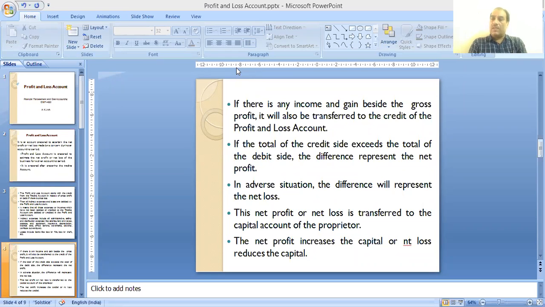This net profit or net loss is transferred to the capital account of the proprietor. Ultimately, it is the proprietor who is liable for the profit and loss. In every business we have two accounts, the proprietor's account and the business account. The net profit increases the capital; obviously, if there is a profit, it will increase the owner's equity. If there is a loss, it will reduce the capital.